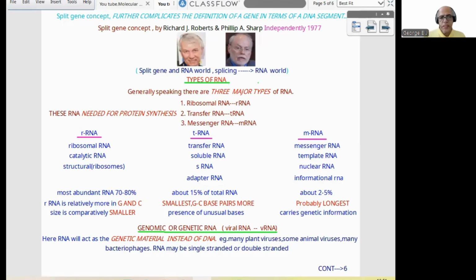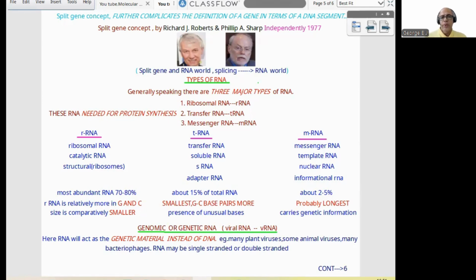The split gene concept was developed by Richard J. Roberts, you can find the figures and photograph, and Philip A. Sharp, independently in 1977. The split gene idea has some evolutionary aspect because of split genes and the RNA world, that is splicing, which we'll be learning in the next episode, linked with the RNA world, showing its importance. I think up to that it is clear. That is why I told you these episodes are very, very important from the exam point of view, for theory and the NEET exam.